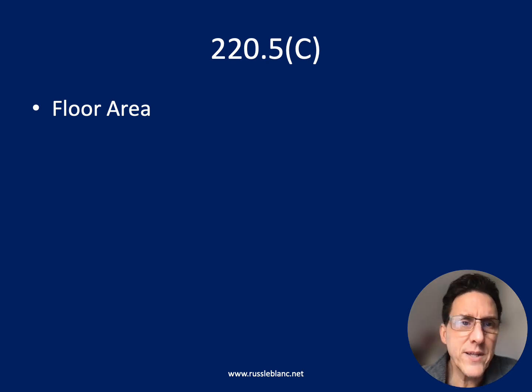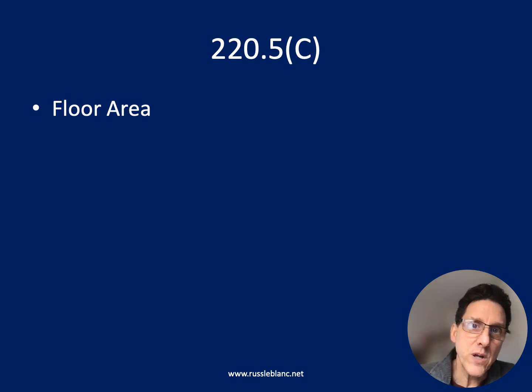All right, let's talk about calculating the floor area. 220.5(C) says the floor area for each floor shall be calculated from the outside dimensions of the building, dwelling unit, or other area involved. So don't go room by room and add up the square footage of room 1 plus room 2 plus room 3. Don't do that. You look at the outside area, and that's it. It also says for dwelling units, the calculated floor area shall not include open porches or unfinished areas that aren't adaptable for future use as a habitable room or occupiable space.